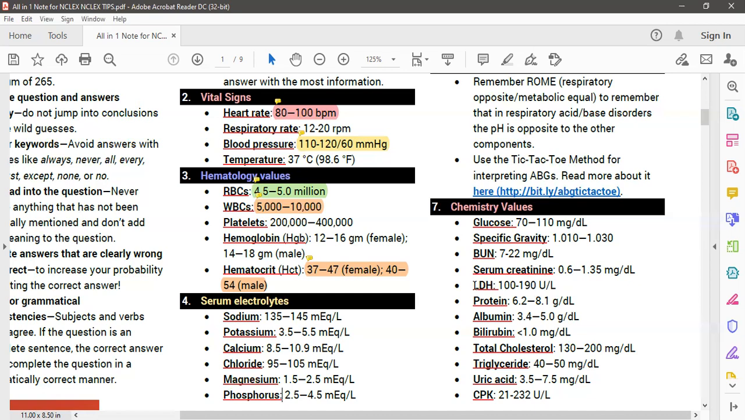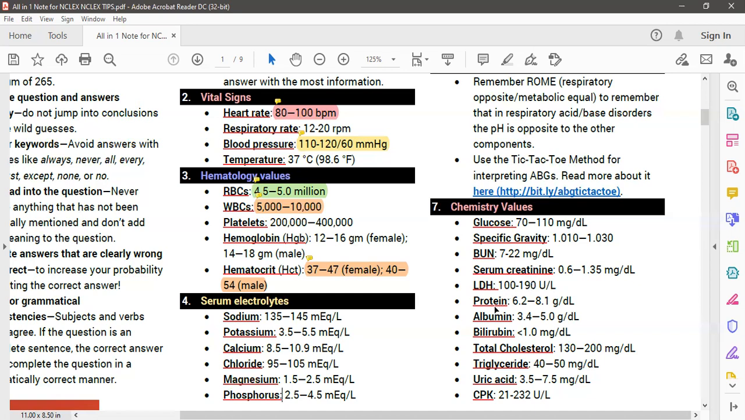And next one here is called LDH, lactate dehydrogenase. Normal range is 100 to 190 unit per liter.